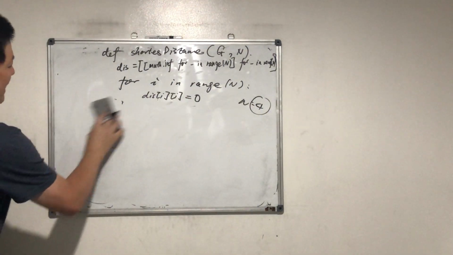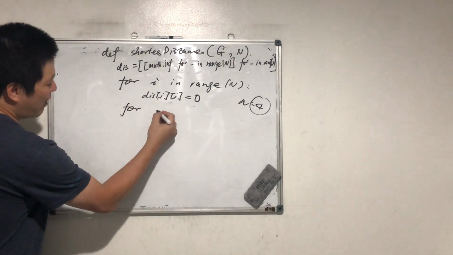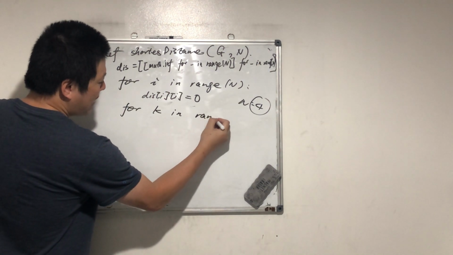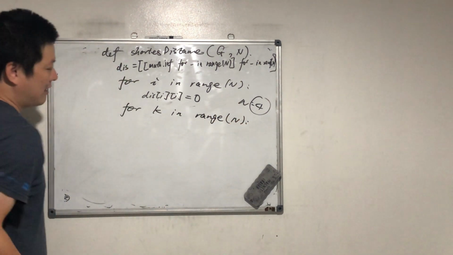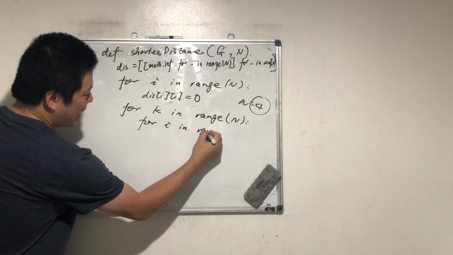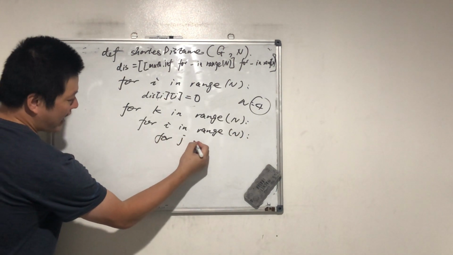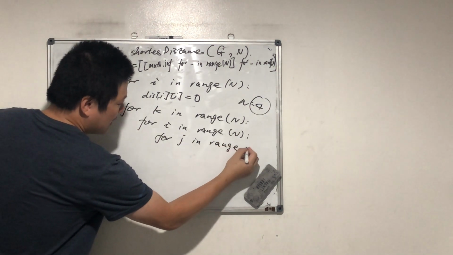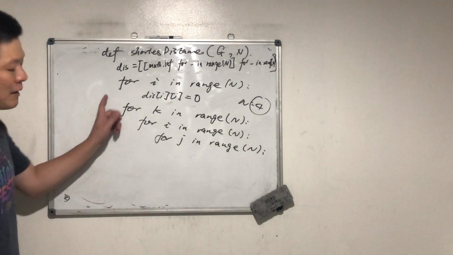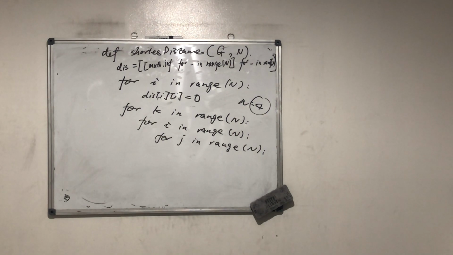Okay, so now, given this, what else? We just need to do this: for K in range N. Okay, so another for I in range N. This is easy to understand later, okay? And then another for J in range N. So what's the time complexity if we write the three loops? What's the time complexity?